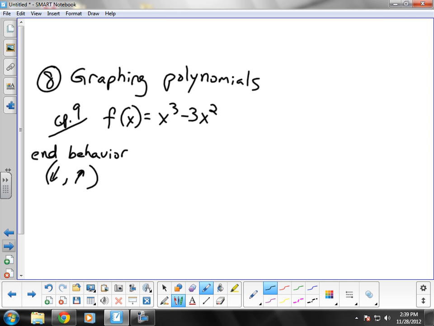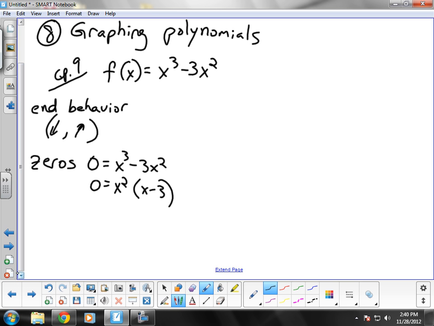Okay? The next thing we talked about was zeros, right? So if I want the zeros, I'm going to say 0 is equal to x to the 3rd minus 3x squared. X squared factors out, and I'm left with x minus 3. Right? So x is equal to 0 with a multiplicity of 2, and x is equal to 3.